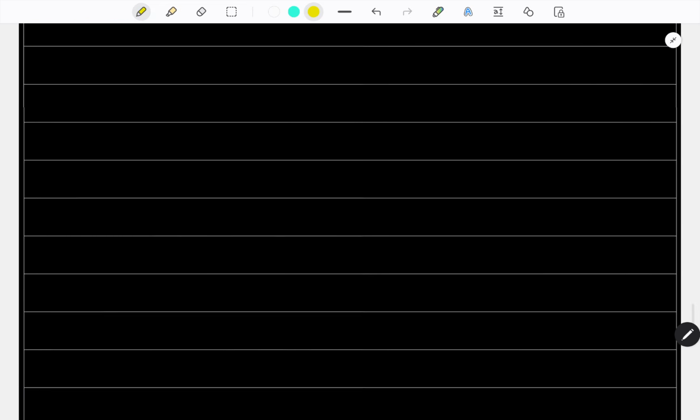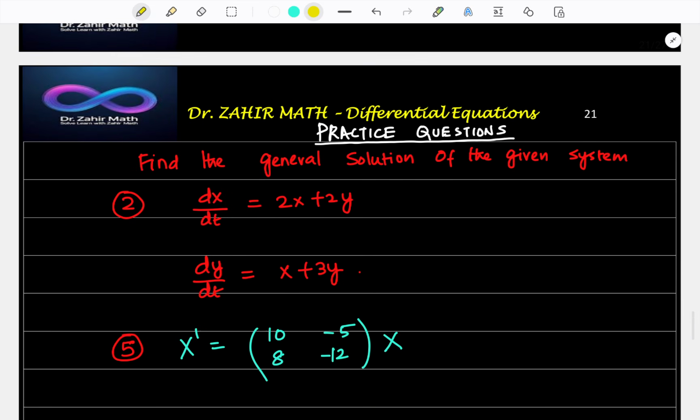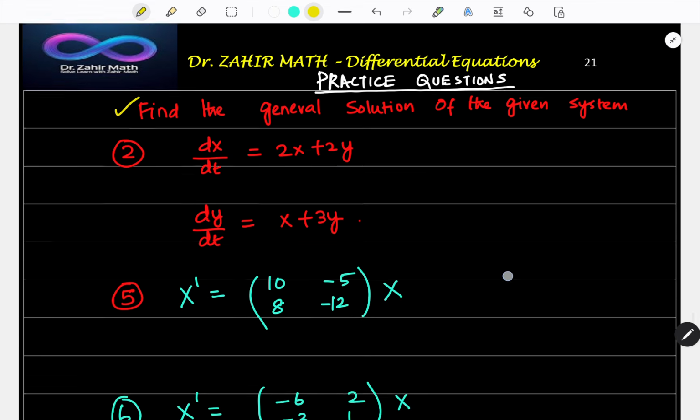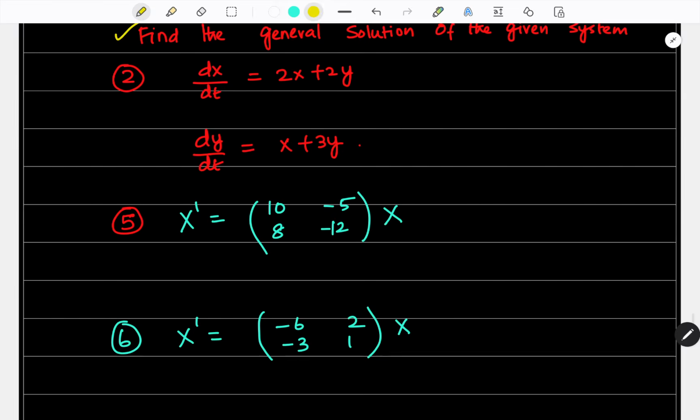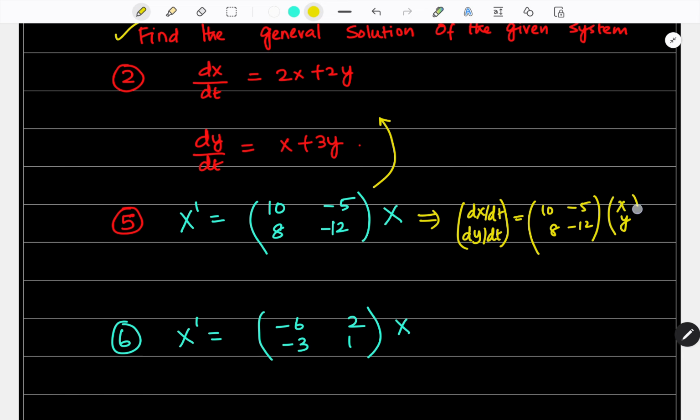Now I have given some examples, you can see that, so you can practice, because all are the same model. Find the general solution for this equation, and sometimes they will give you this model. If they give the equation like this, it is also the same as this. How? Because I told you x dash is nothing but the derivative of x of t. So this is dx by dt and this is dy by dt as a matrix, and this will be 10, minus 5, 8, minus 12, and x is a column vector, I said x, y.